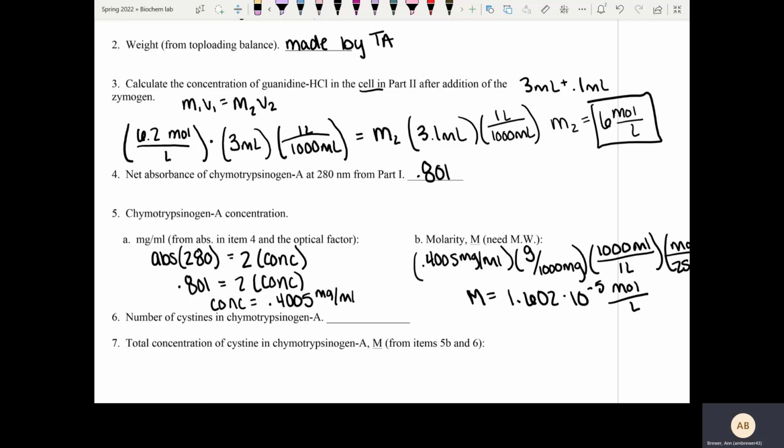For question 6, it asks us to find the number of cysteines in the chymotrypsinogen A. And so from our literature, we know there are 5 cysteines.